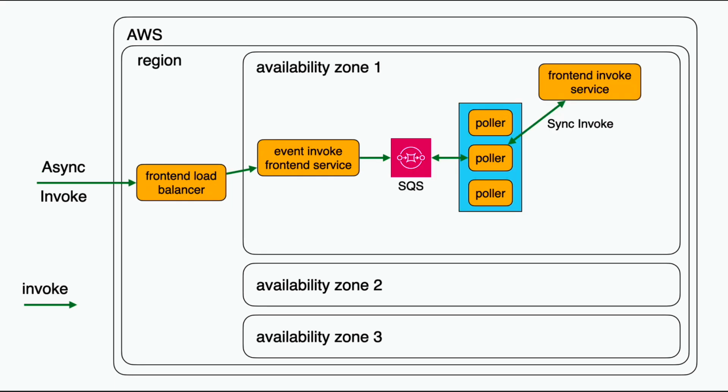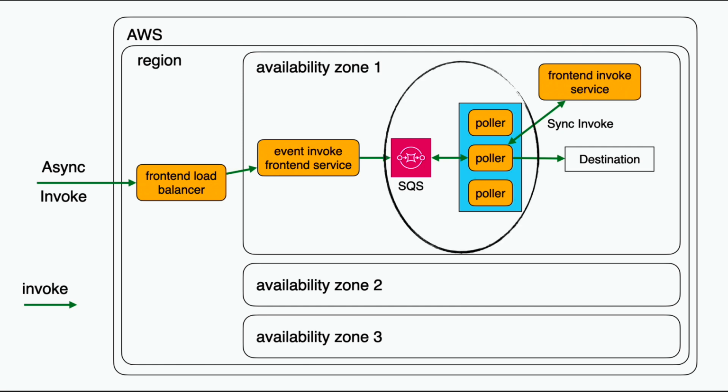If the invocation is successful, then the poller would delete the messages from the SQS queue, otherwise the message would be retried. And if you have any Lambda destination set up, then the poller would also be responsible for forwarding the success or failure payload to your destination. And what's funny is that for a long time, Lambda didn't actually support SQS as an event source, even though they have this whole polling infrastructure internally for async invocations.